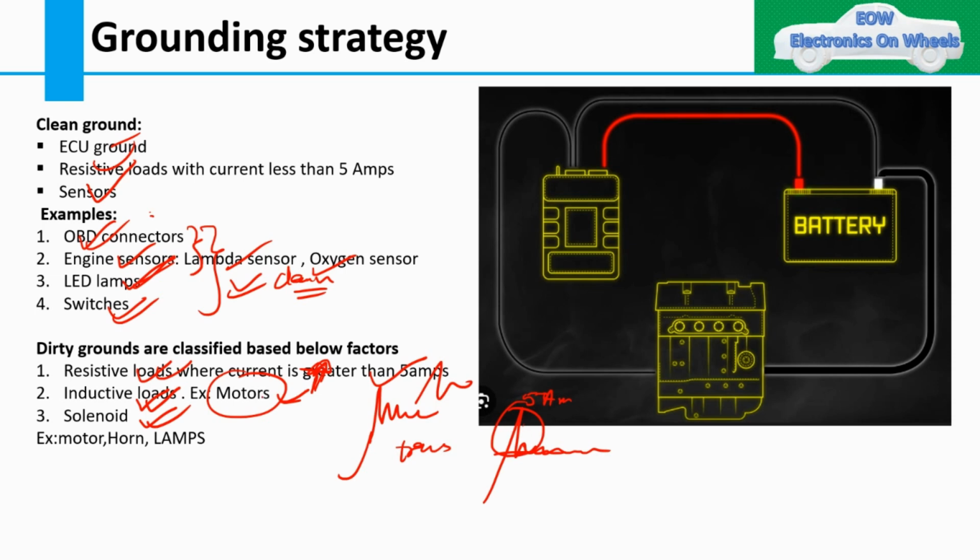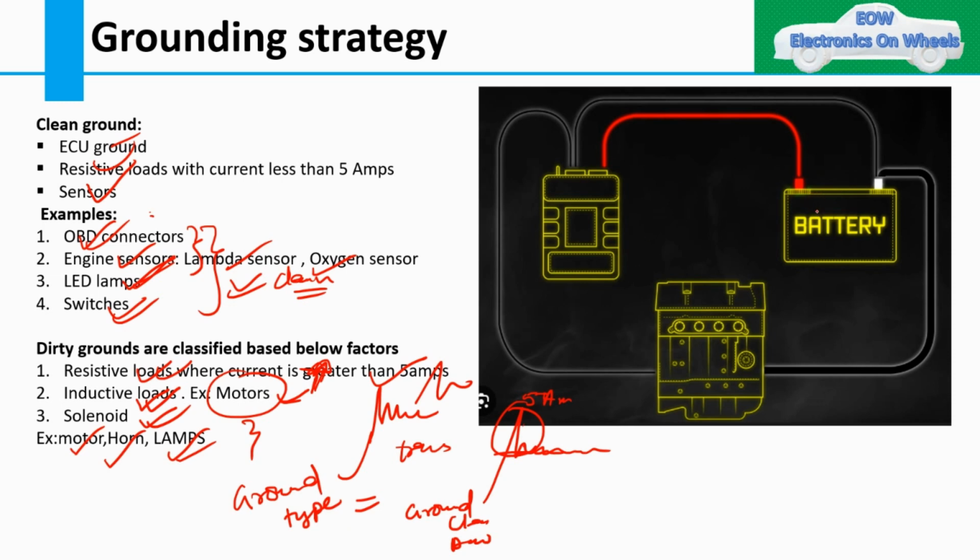So that's why we try to keep these particular grounds separate. Then what are the examples? Motors, horns, lamps where you have the inductive nature, you should keep these grounds separate. So I hope you have understood this. So we have seen the ground concept, then the types of ground where you have single wires and two wires. Then we have seen the ground strategy where you have the clean ground and dirty grounds.